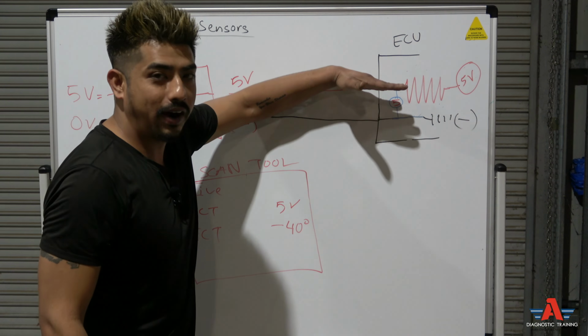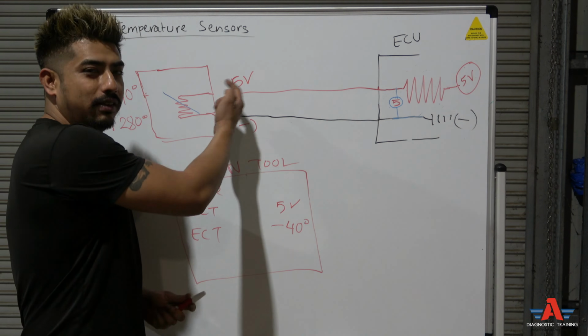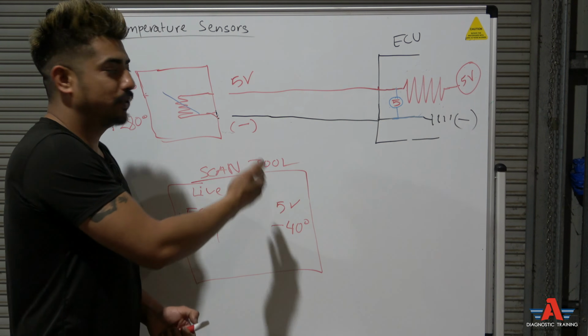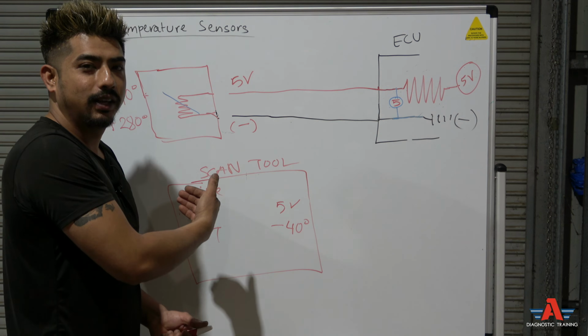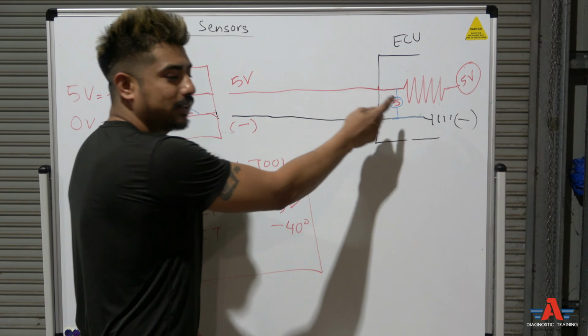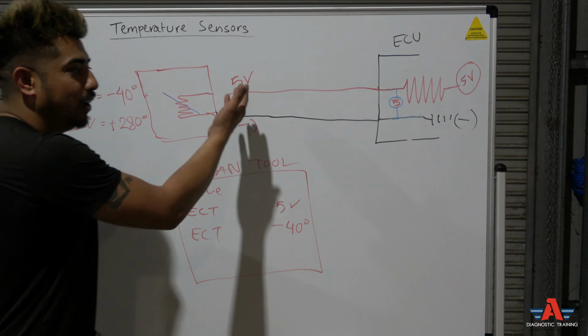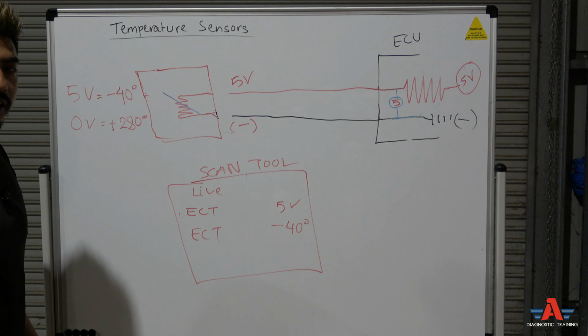Let's say the wiring is intact, nothing wrong with the wiring, right? You're going to see 5 volt because there is no path to ground, so there's no voltage drop. So you're going to see 5 volt right across. That's what the sensing circuit is going to see, 5 volt. That's what you're seeing on the live data, 5 volt. You already know it's an open circuit, right?